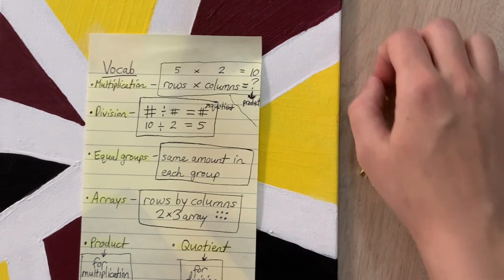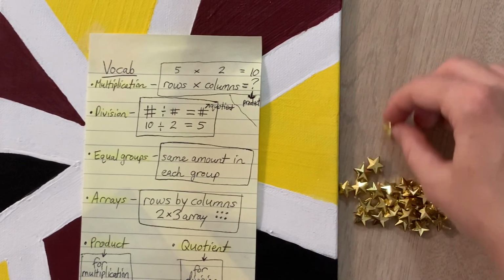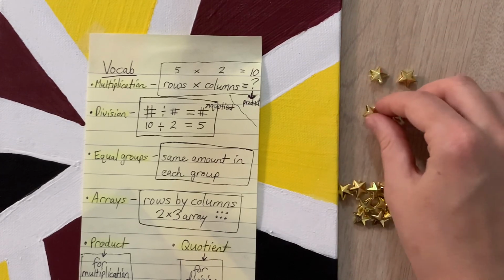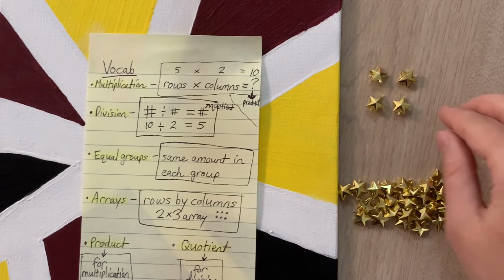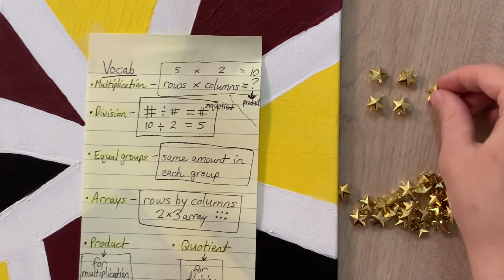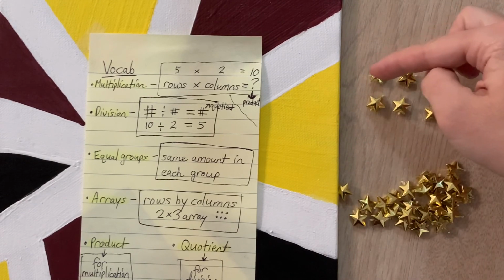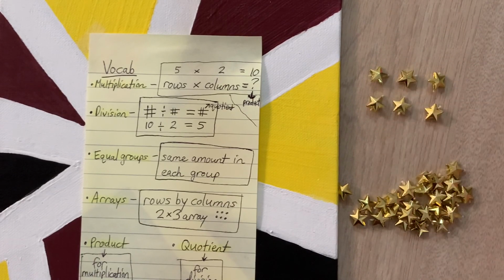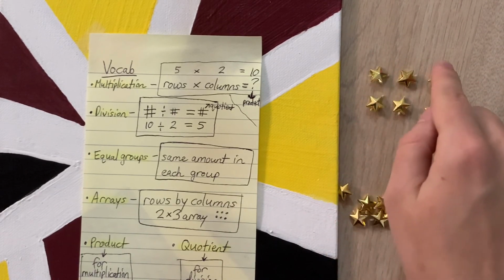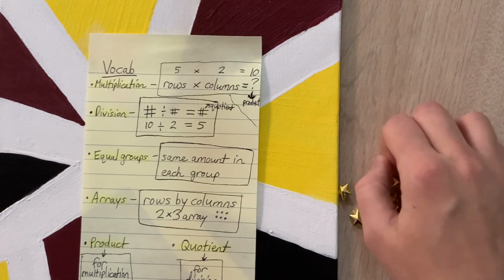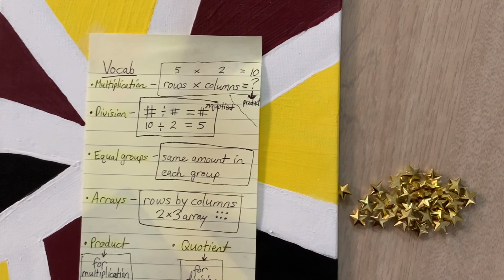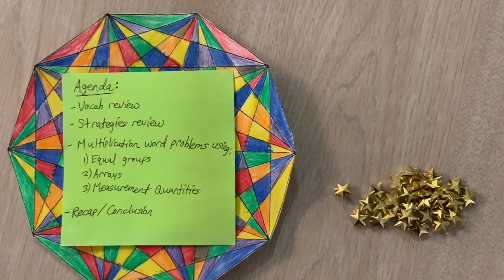We also talked about arrays, which were rows by columns. So for example, a 2 by 3 array would have 2 rows and 3 columns. So it would look like this, because we have first row here, second row here, and then we have 1, 2, 3 columns. So that's a 2 by 3 array. Finally, we talked about our vocabulary terms of product, which is used for multiplication, and quotient, which is used for division. So we reviewed our vocabulary.